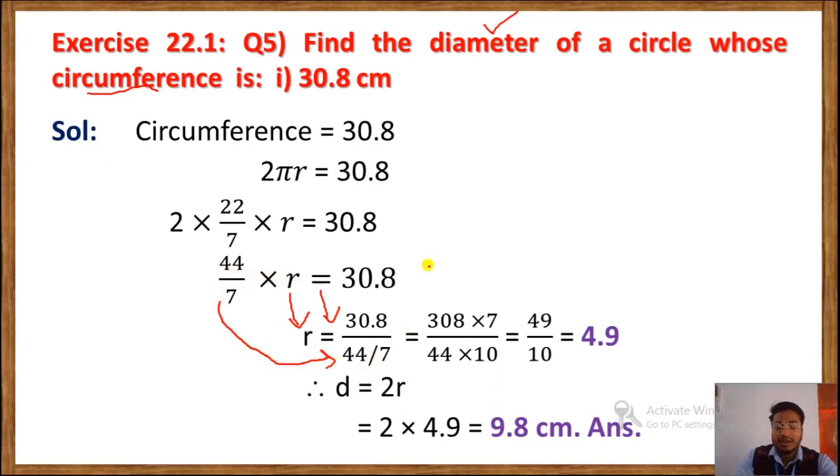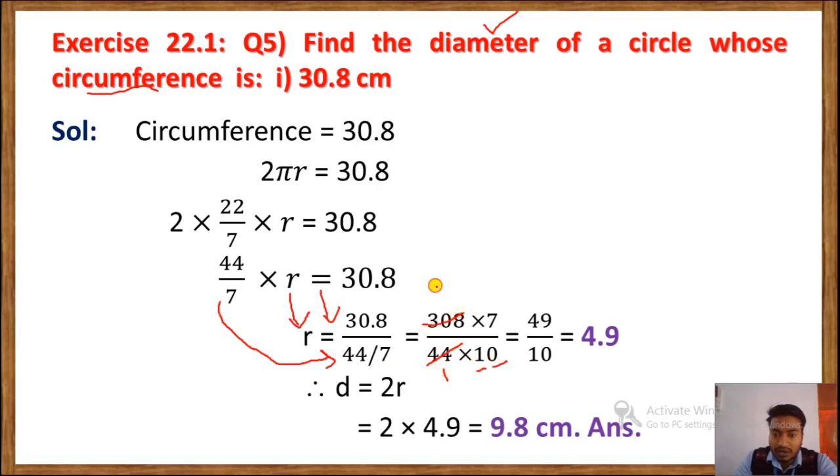Understood? Now this 7 will go up, as you can see here, 308 into 7, and this decimal point we have to remove from the 30.8. When we remove it, we get 1 for this decimal point, and since right of the decimal point we have one digit, we write 10. This 7 will go up. So we can write it like this: 308 into 7 by 44 into 10.